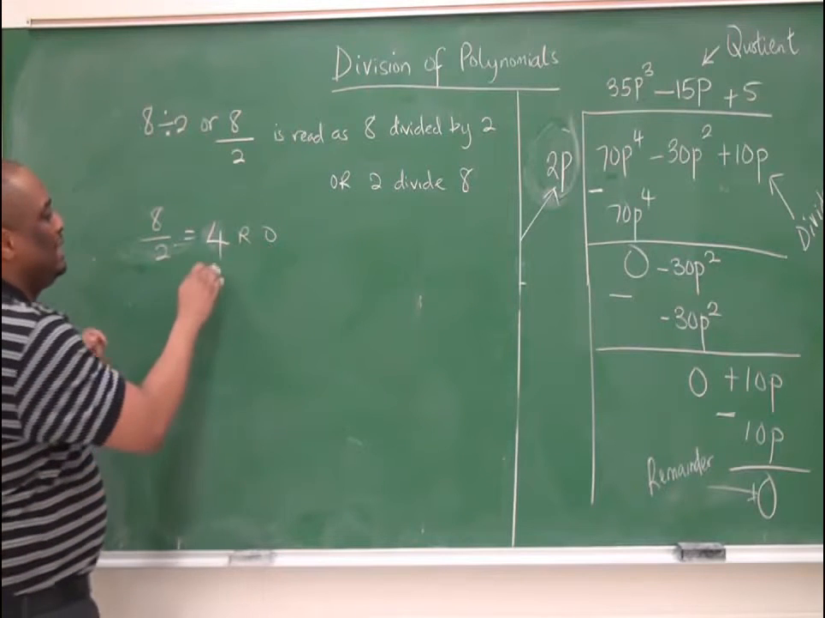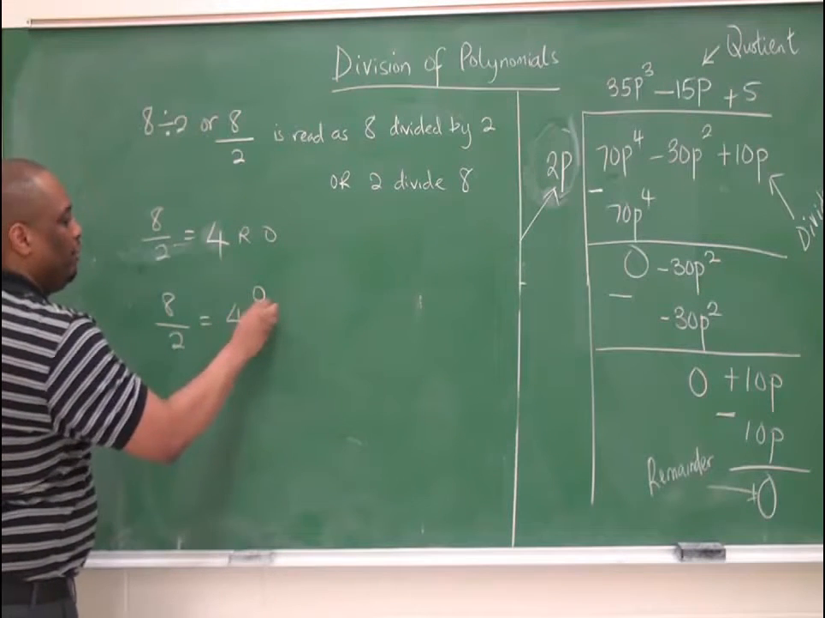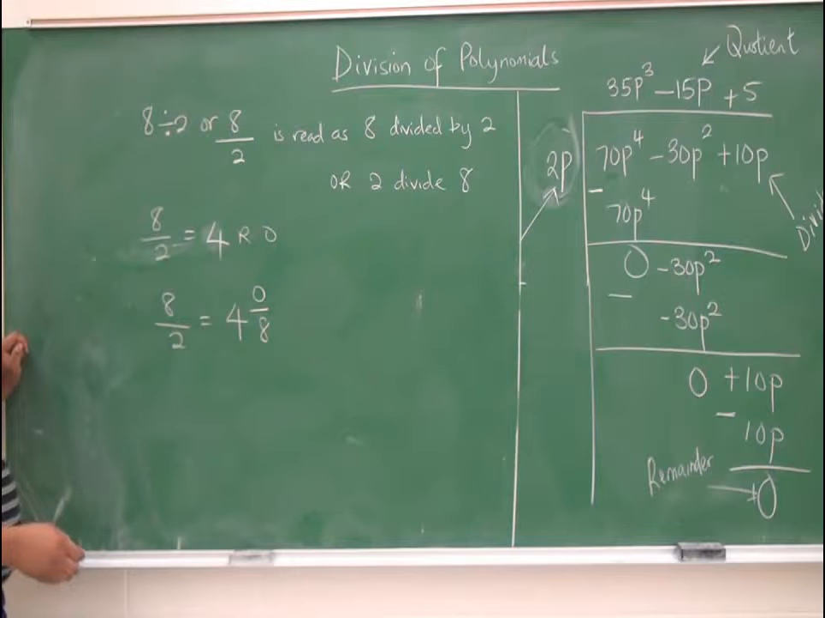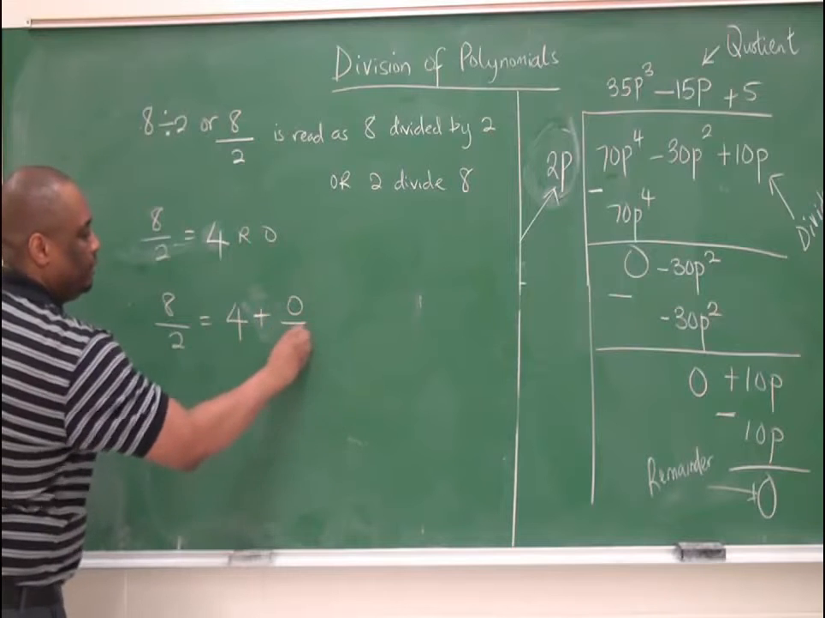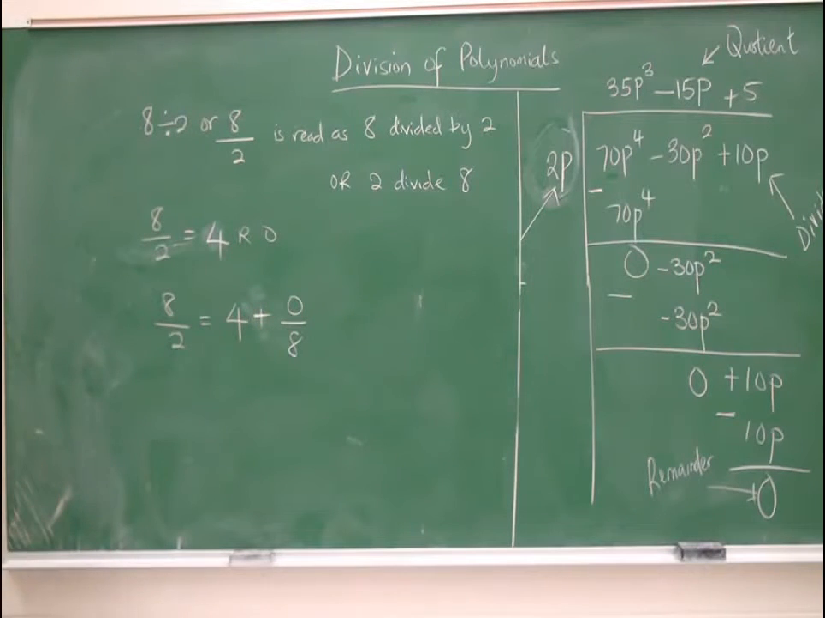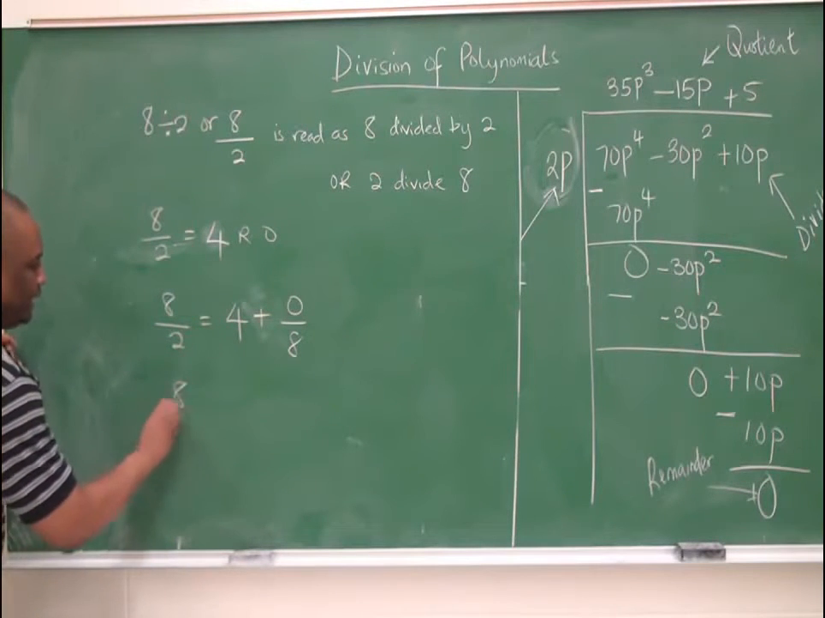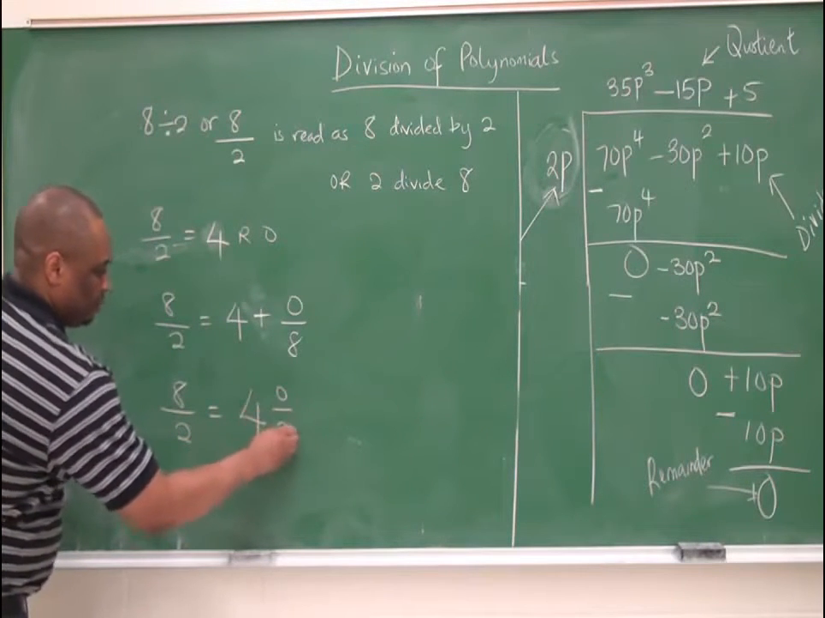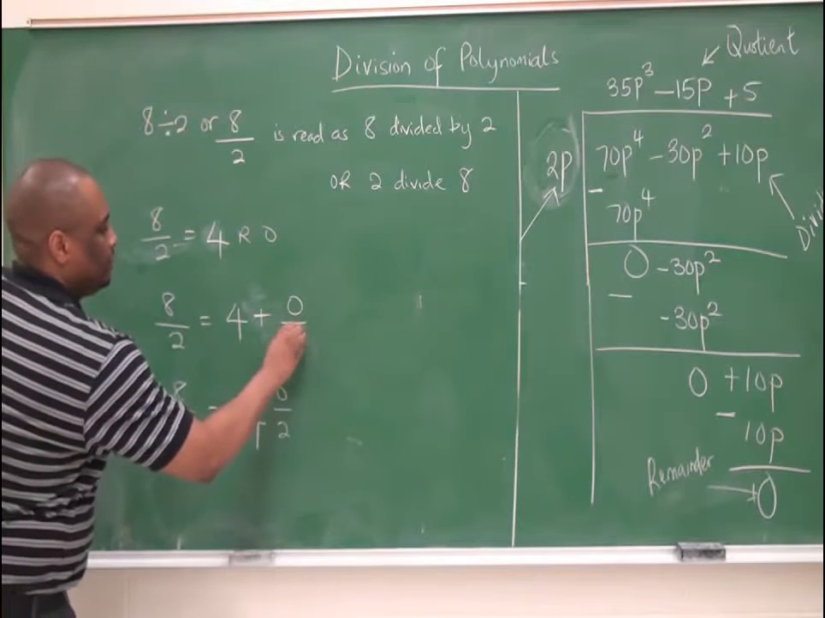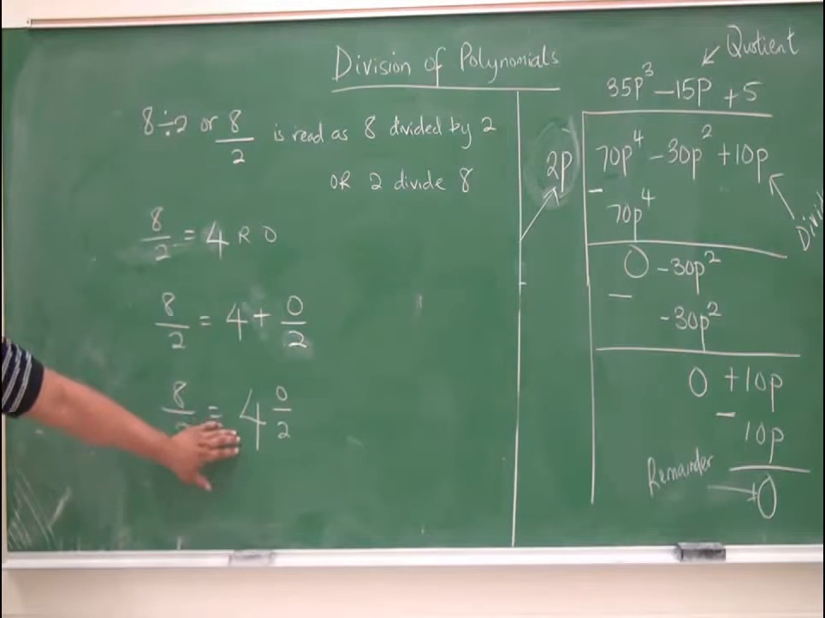So you can say 4 remainder 0, or you can write it as 4 plus 0 over 8. Sorry, it's not 4 whole number, 0 over 8. It's 4 plus 0 over 8. Or you can write it this way, 8 divided by 2 to give you 4 plus 0 over 2. My bad. So you can write it any of these 3 ways.